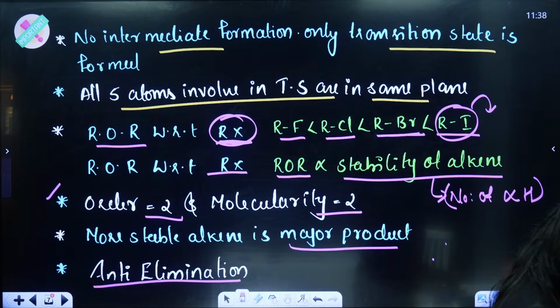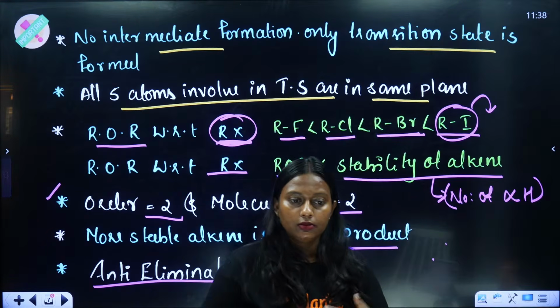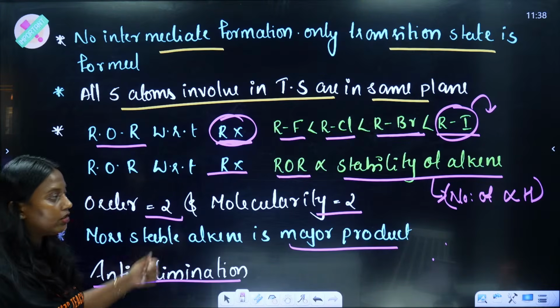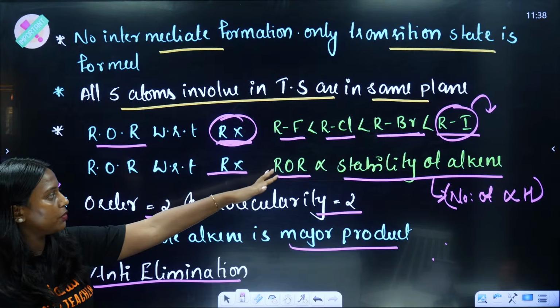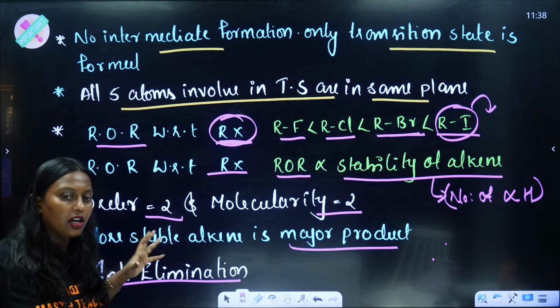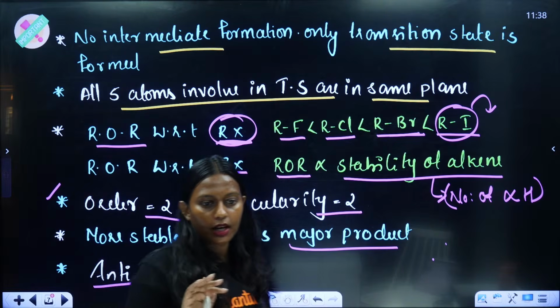Got it? If it is clear, tell me. I hope it's clear. Third point, with respect to RX, in RI the iodine size is bigger, so bond strength is also less, so it leaves easily.